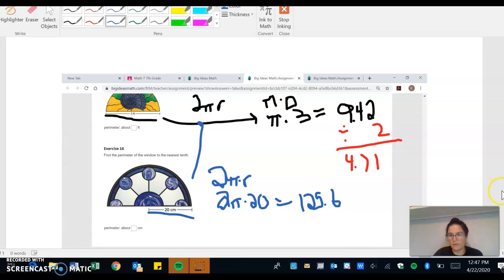Yep, 125.6. Now that's circumference, which means the whole way around the circle. So now you have to do half of it because this is a half circle. So you have to divide by 2. I'm going to take that and divide by 2, and I get 62.8.